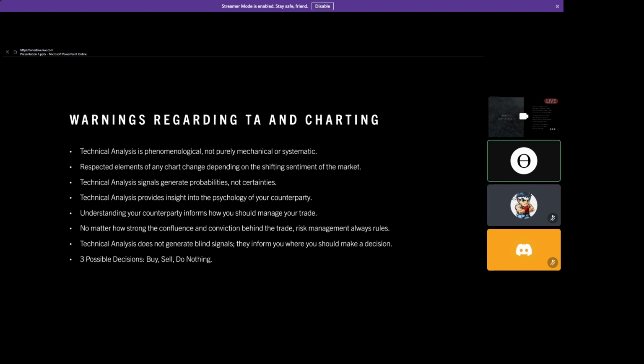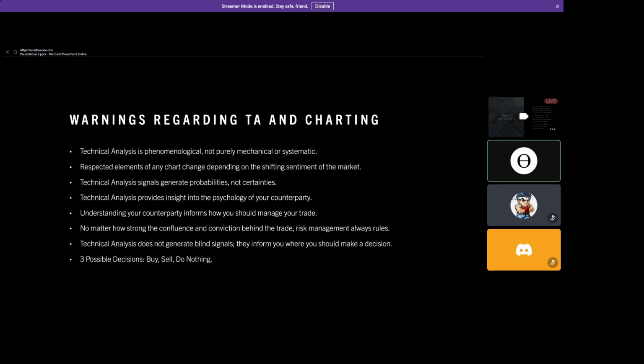Number 4, technical analysis provides insight into the psychology of your counterparty. Whenever you make a trade, there's a buyer and seller. If I'm buying something, someone is selling it to me, right? Well, when I'm buying it from that seller, I'm doing so trying to think, what is my counterparty thinking, right? And that's going to provide insight into the psychology of how I should operate in my trade, right?